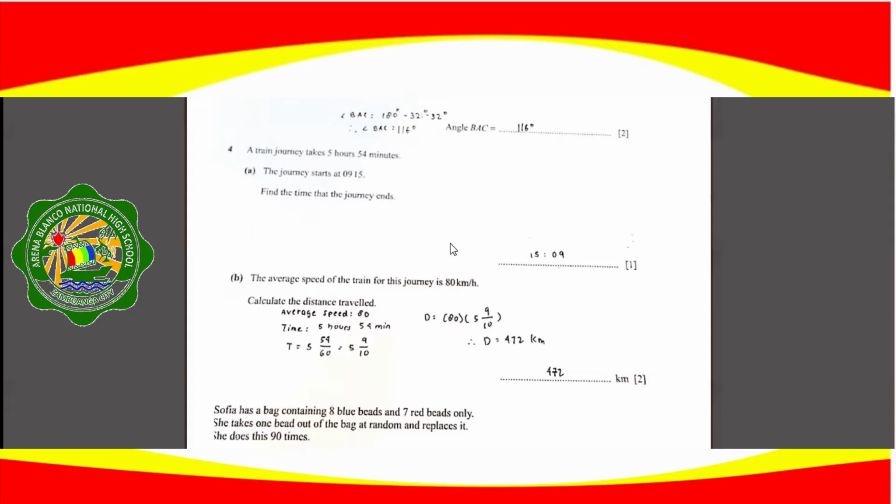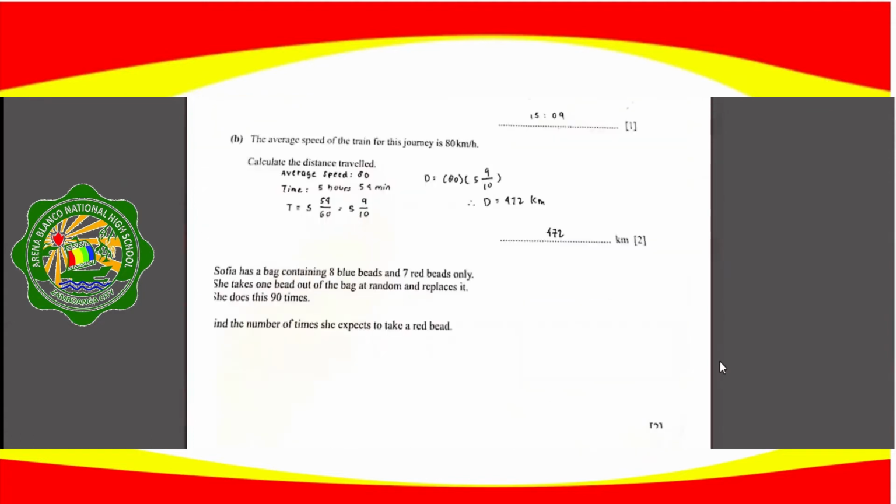Okay, correct. And then number 5. She has a bag containing 8 blue beads and 7 red beads only. She takes 1 bead out of the bag at random and replaces it. She does this 90 times. So take note, how many red beads are there? 7. There are 7. And how much is the total? 15. 15. So meaning to say, the probability of getting a red bead is 7 over 15.